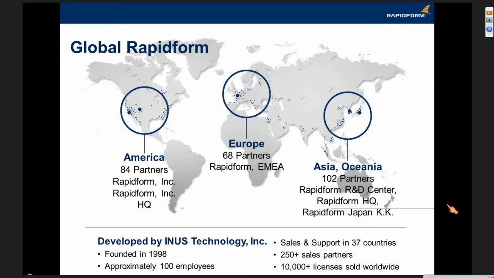And we have a second branch in America, which is Rapidform Inc. with 84 partners and Rapidform Inc. headquarters. And we have a third branch in Europe with 68 partners, and this is Rapidform EMEA headquarters. And Rapidform, actually Untitled Technology, was founded in 1998, and we have now approximately 100 employees, and sales and support is available in 37 countries. We have worldwide over 250 sales partners and already sold over 10,000 licenses worldwide.